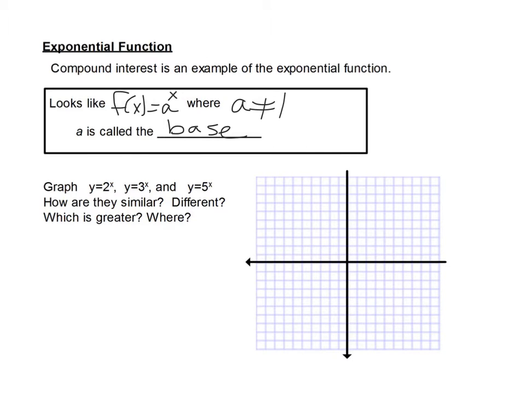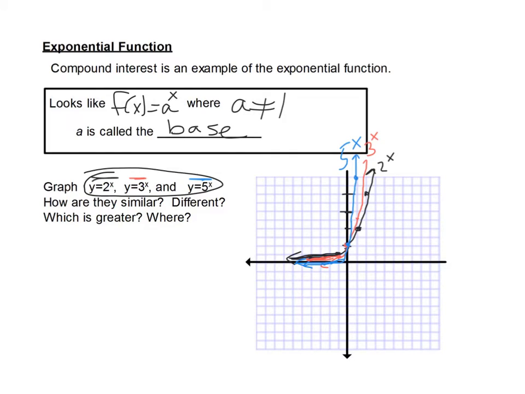All right, so I want you to go ahead and graph each of these and see how they are different. So the only thing that's different is the base: 2, 3, and 5. Okay, so I've drawn all of them in. Notice I color-coded them. 5 to the x is blue, 3 to the x is red, and 2 to the x is black. Notice that once x is positive, 5 to the x is bigger, 2 to the x is the smallest, 3 to the x is in the middle.